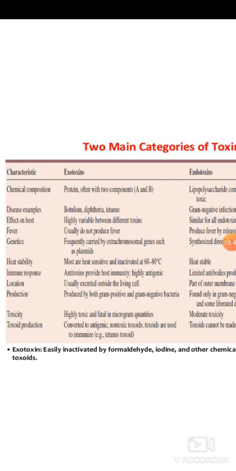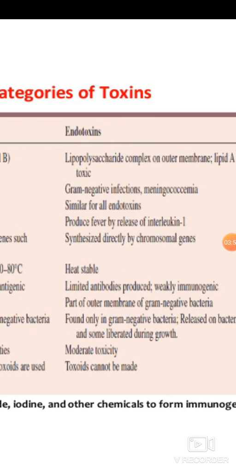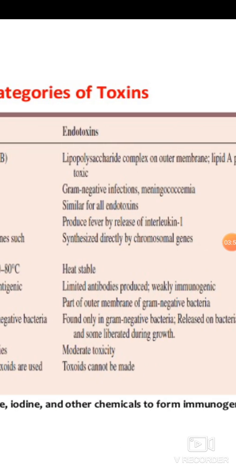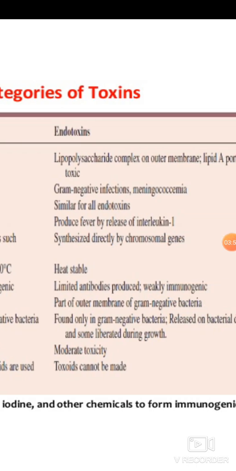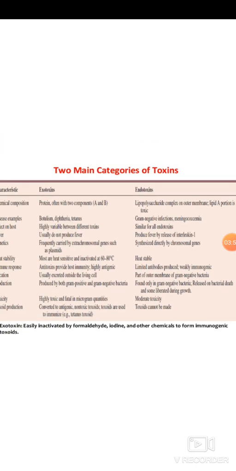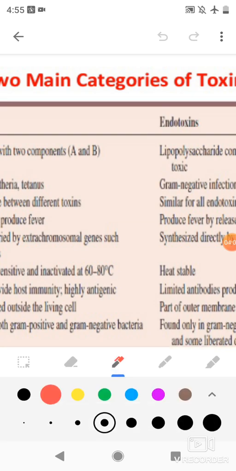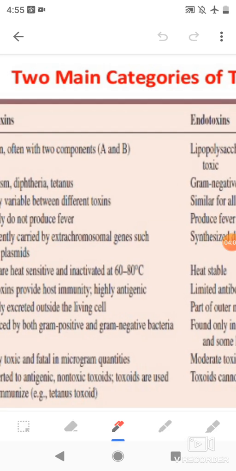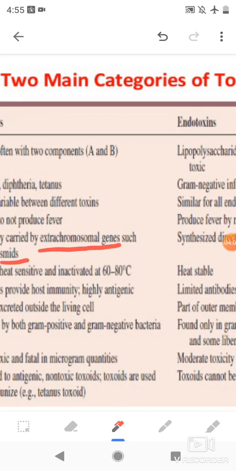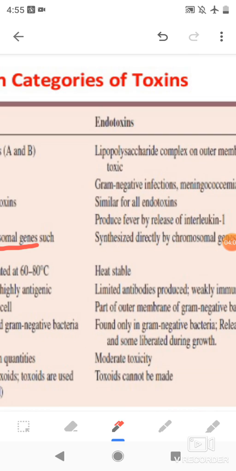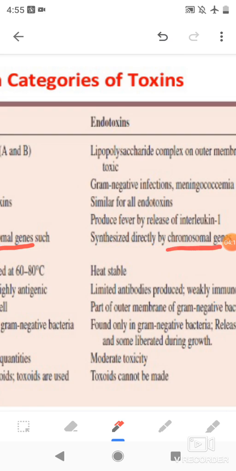Then about the genetics, exotoxin is frequently carried by extra-chromosomal genes such as plasmids, and endotoxin is synthesized directly by the chromosomal genes. So this is the important difference. Exotoxin is secreted, carried by the extra-chromosomal genes, that is the plasmids, and endotoxin is synthesized directly by the chromosomal genes.